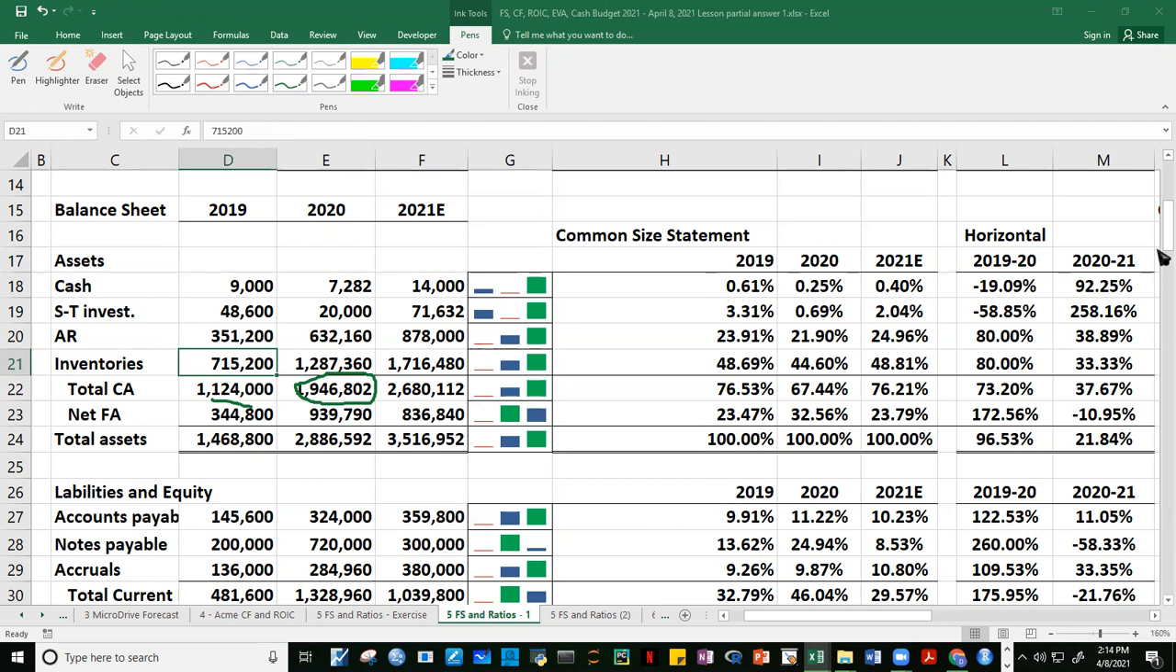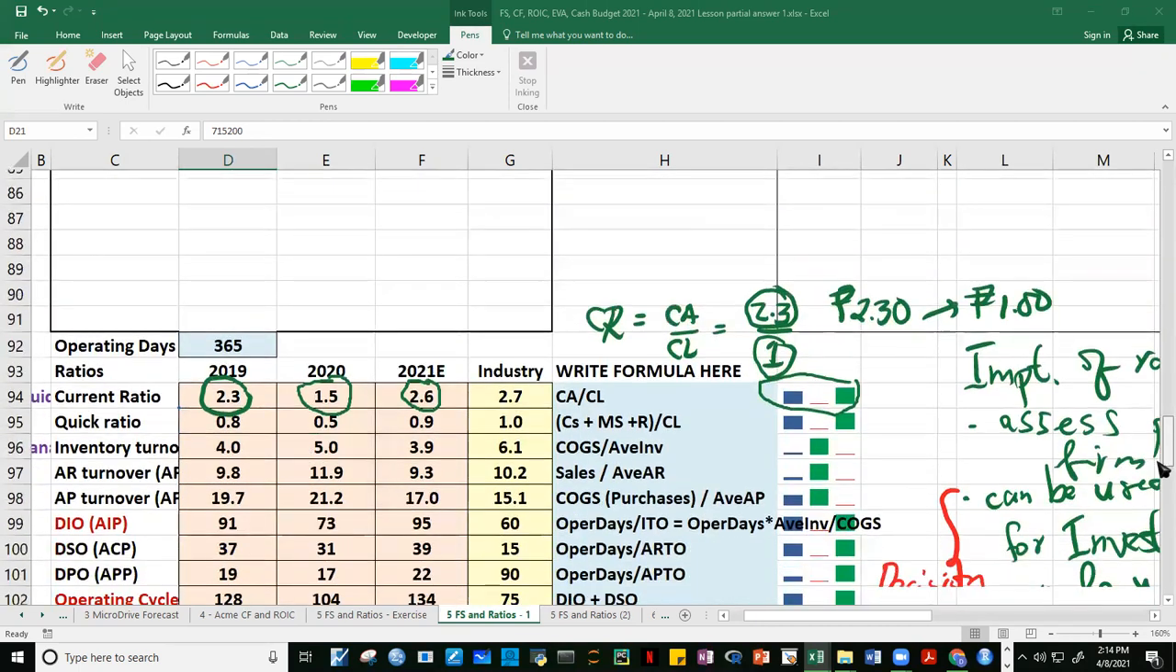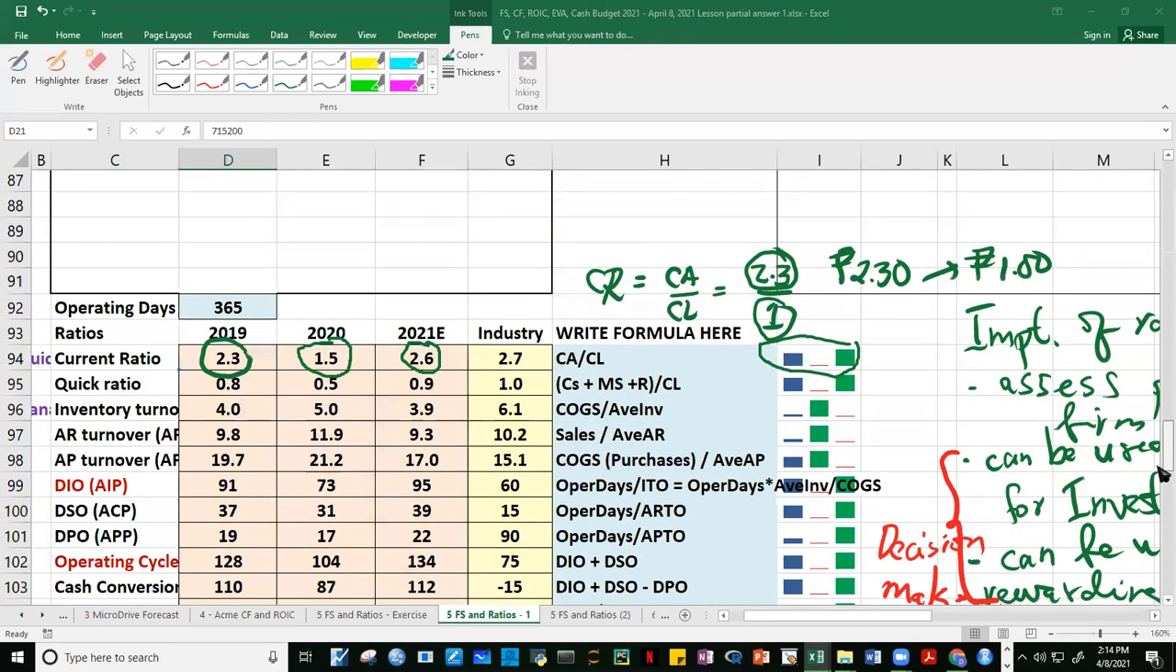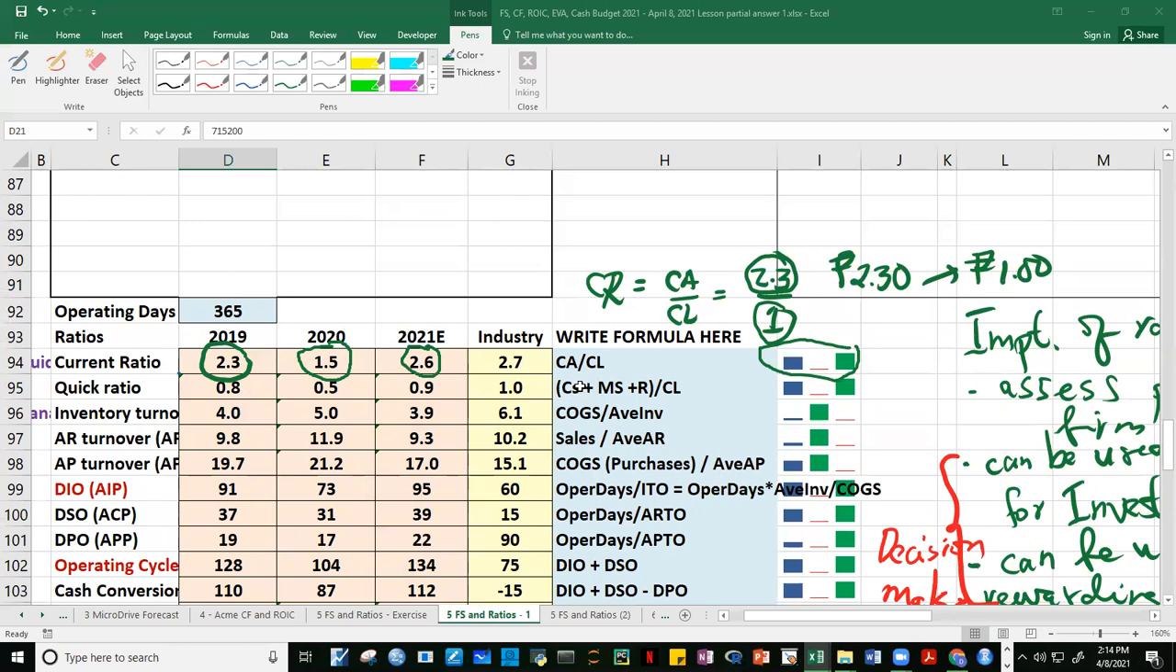So another measure, a better measure to assess yung kakayahan ng company na bayaran yung current obligations is this one. So ano siya? Sabihin natin, ito yung mga liquid assets. Yung mga liquid current assets, they are assets that can be easily converted into cash. Ano yun? Yung tatlo: cash, marketable securities, at saka receivables.